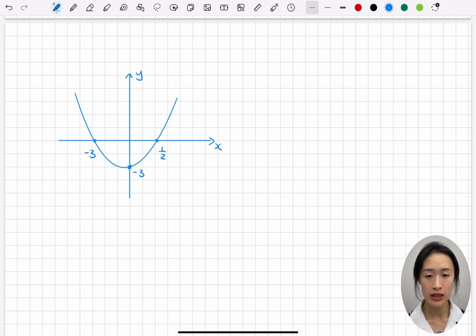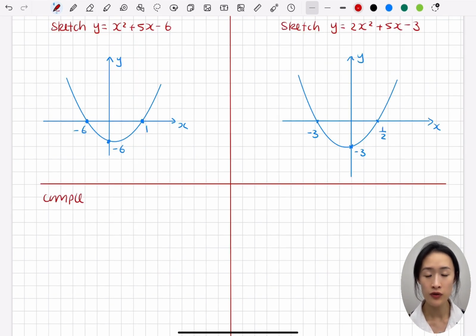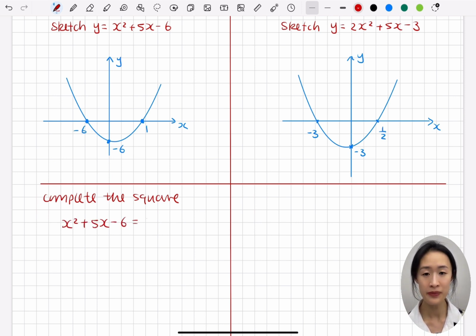Now we have done factorization. Let's sketch the curve using completing the square, and let's see if we are able to get the same answer. So with the first equation, what I need to do is to halve my b. So that means x plus 5 over 2 in the bracket squared.